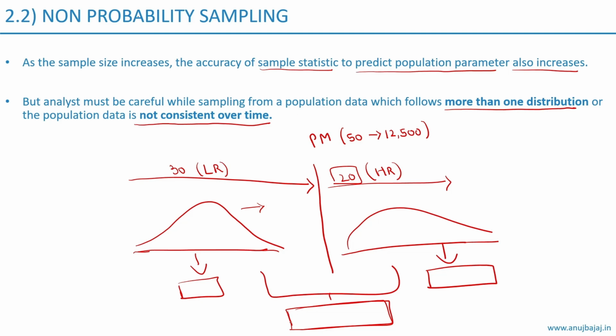If we draw a larger sample size from a population which is not consistent, then even the larger sample size might not be an accurate representation. So the analysts need to be careful when a population data follows more than one distribution, or when the population data is not consistent over time.